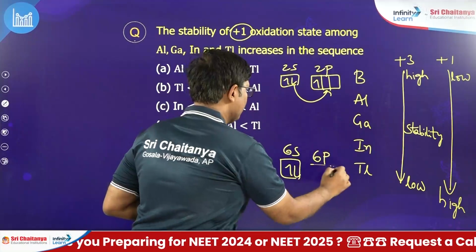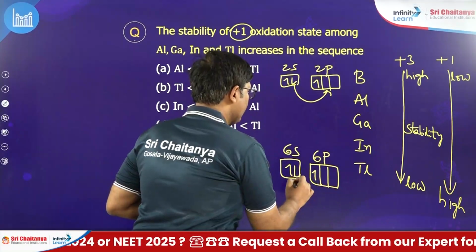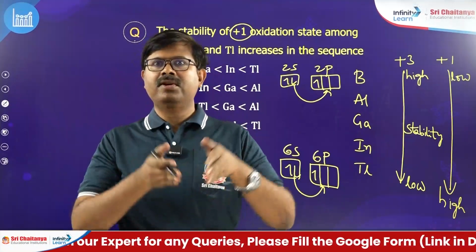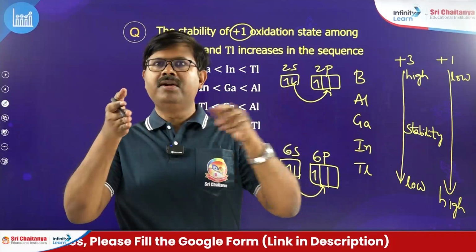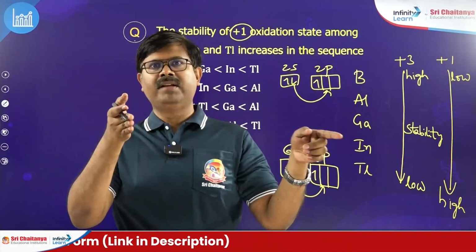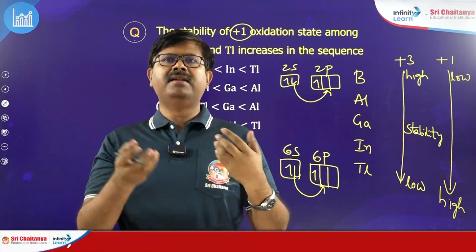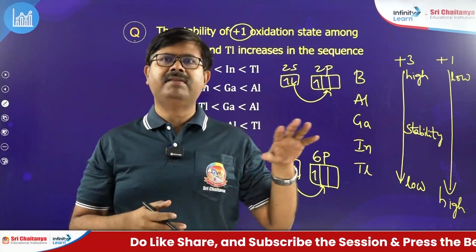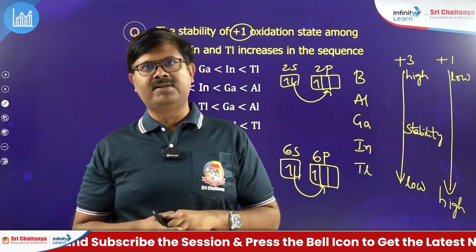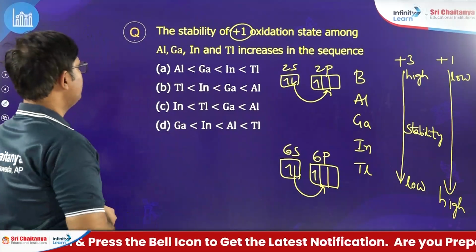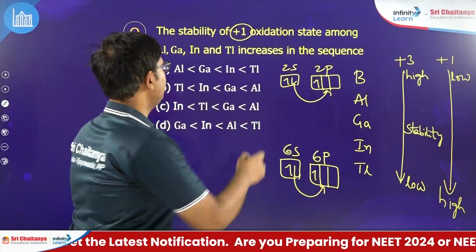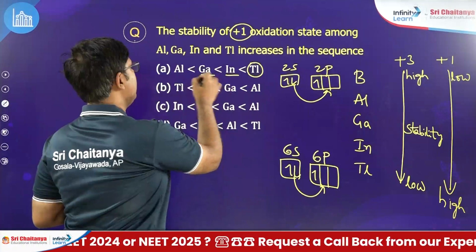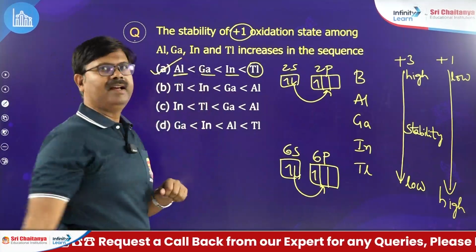If you go to thallium, here the valence shell is the 6th shell and there is a large gap between 6s and 6p. There are other orbitals coming in between them also. So the energy gap between 6s and 6p is more, so it is difficult to excite an electron into 6p. If it is difficult to excite the electron, then it is difficult to create 3 unpaired electrons to exhibit the +3 state. That's why thallium mainly exists in the +1 oxidation state. It is highly stable in that state. So what is the correct option? Thallium +1 stability is more, after that indium, gallium, then aluminum. So this is the right option.